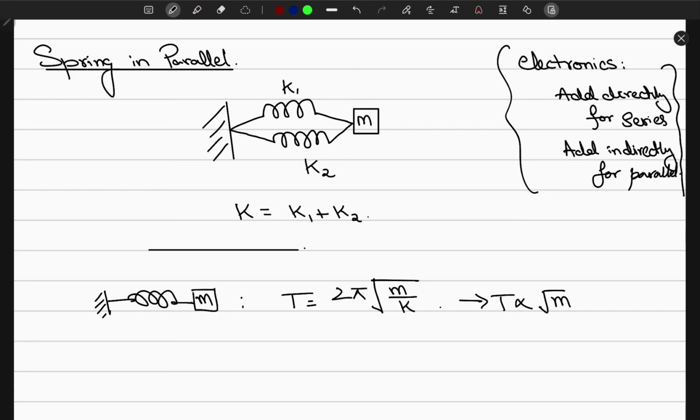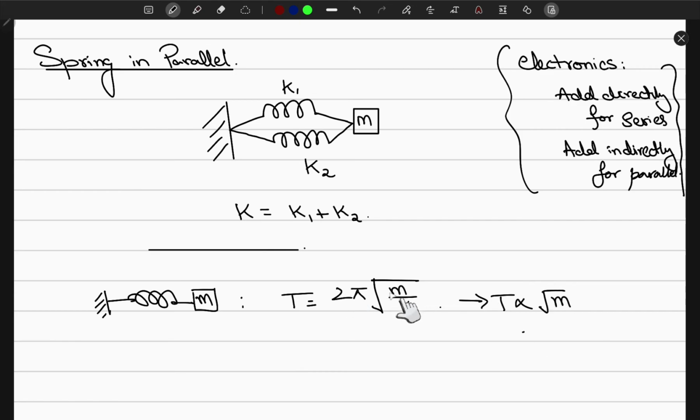So, which means that if the mass increases, then the time period would also increase. So the time for one oscillation would increase, but it would not increase linearly or with power 1, but as a square root of m. So it would increase slightly slowly, right? So you can attach a heavier mass, but the time period would increase as the square root of that mass.